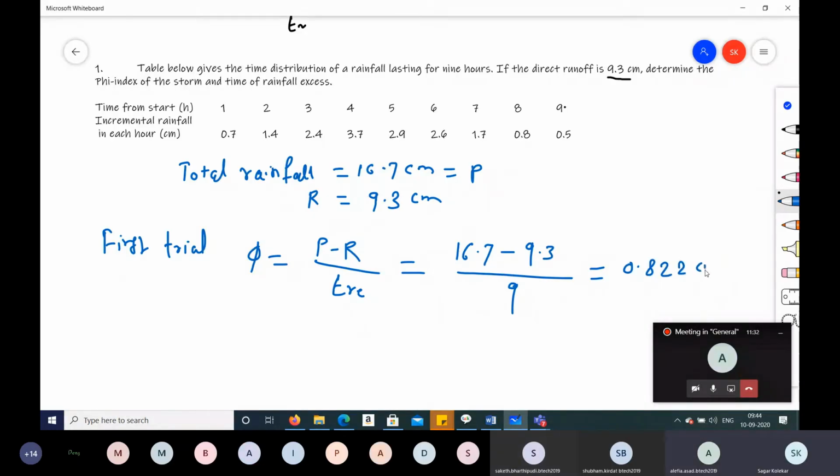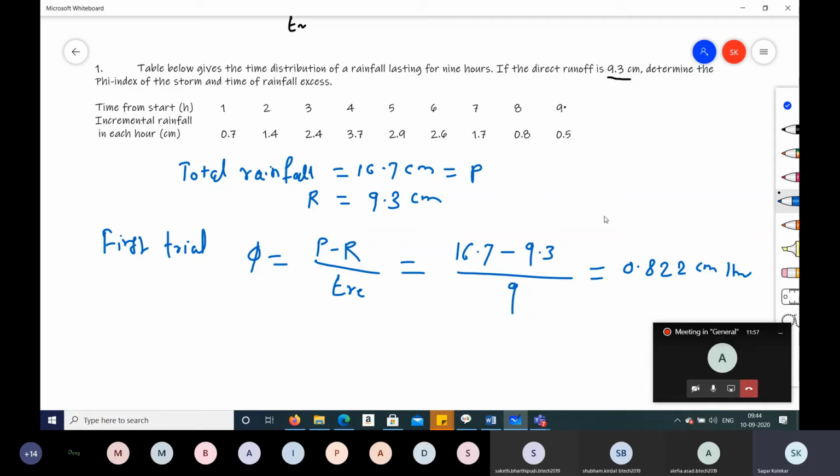Yeah, centimeter per hour. Now, as we got phi equal to 0.822 centimeter per hour, you can just compare this value with whatever values are there for this rainfall. From this actually, we can get the idea that the first, 8th and 9th hours are ineffective.